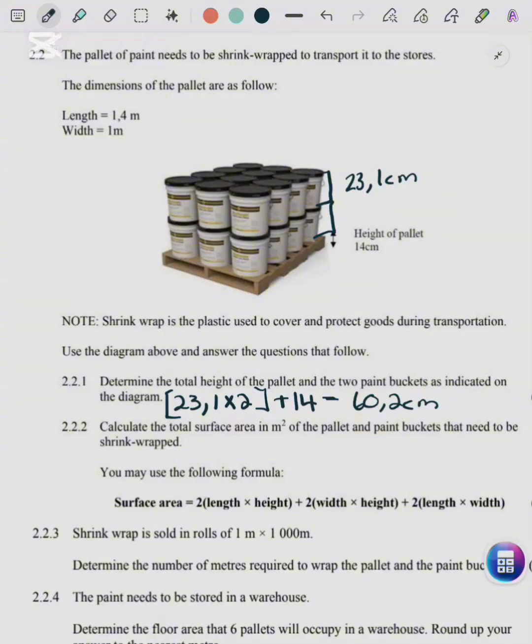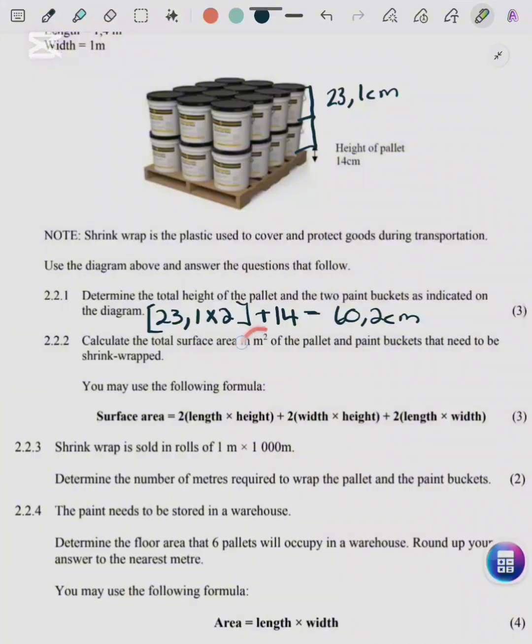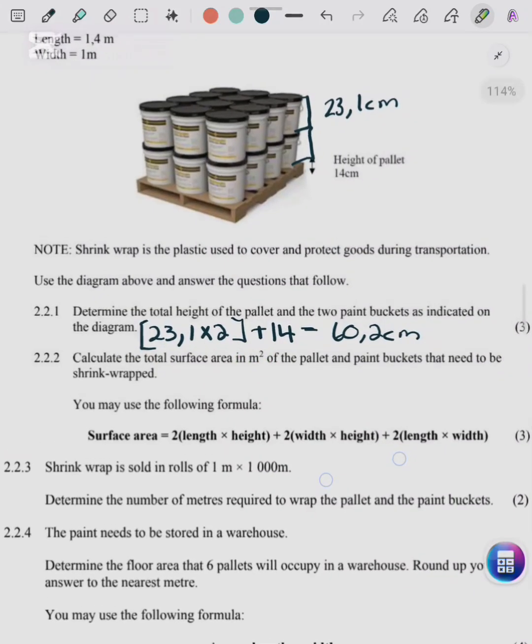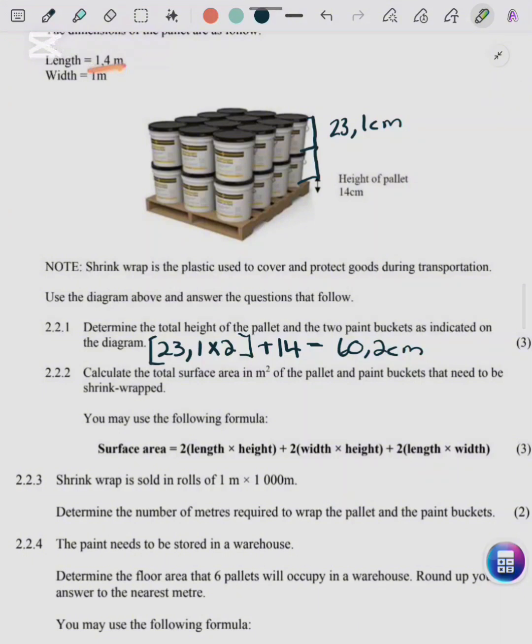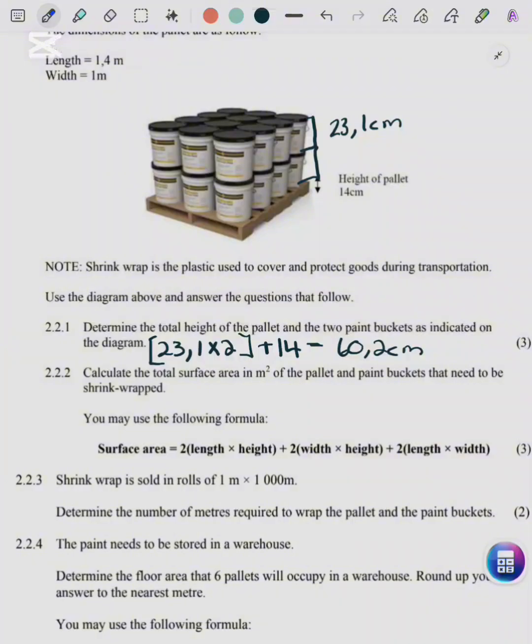Next, they ask us to calculate the total surface area in meters squared of the palette and the paint buckets that need to be shrink wrapped, and they give us a formula. Okay, so the important thing we want to notice with this is they're wanting it in meters squared. That tells us all of the measurements that we put into our formula need to be in meters. So the length I have is in meters, the width I have is in meters. The only thing that's not in meters currently is my height, and I'm just going to need to convert that to meters. So I'm just going to take what I had as centimeters, divide by 100, gives me 0.602 meters, so I know to use that.